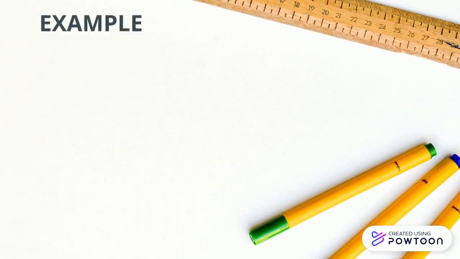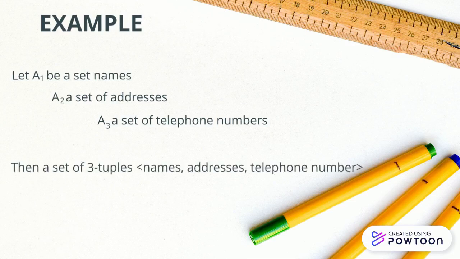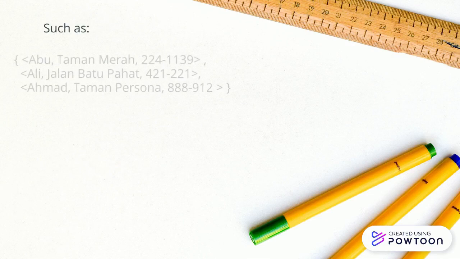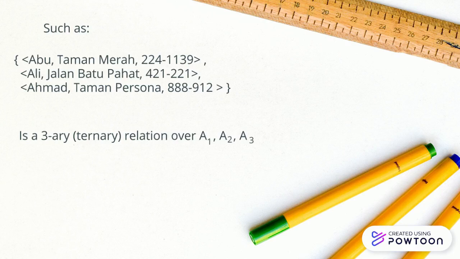For example, let A1 be a set of names, A2 a set of addresses, and A3 a set of telephone numbers. Then a set of three-tuples (name, address, telephone number), such as this example, is a ternary relation over A1, A2, and A3.